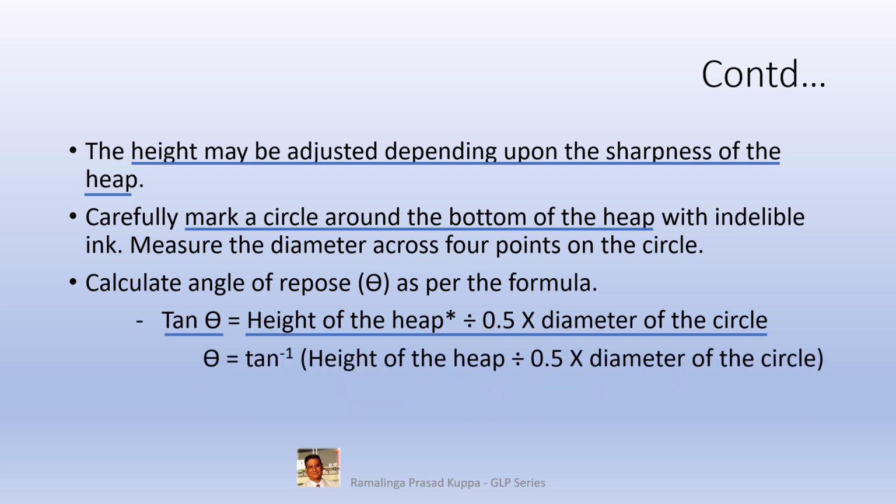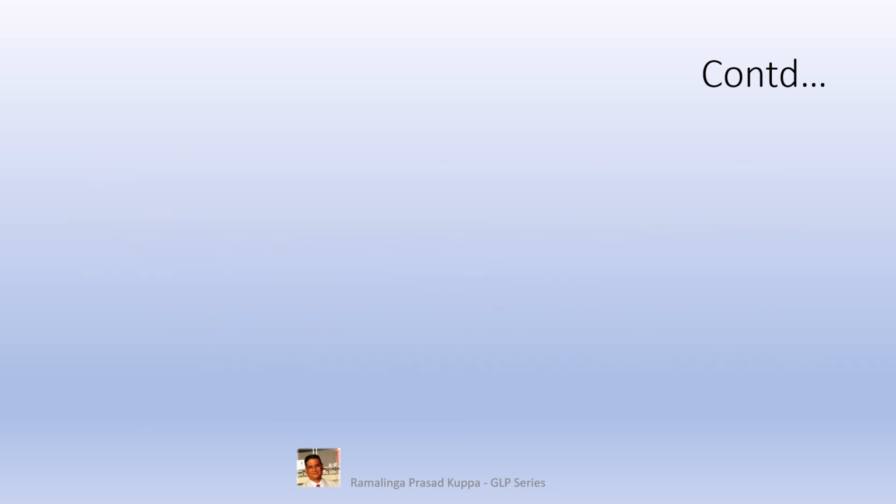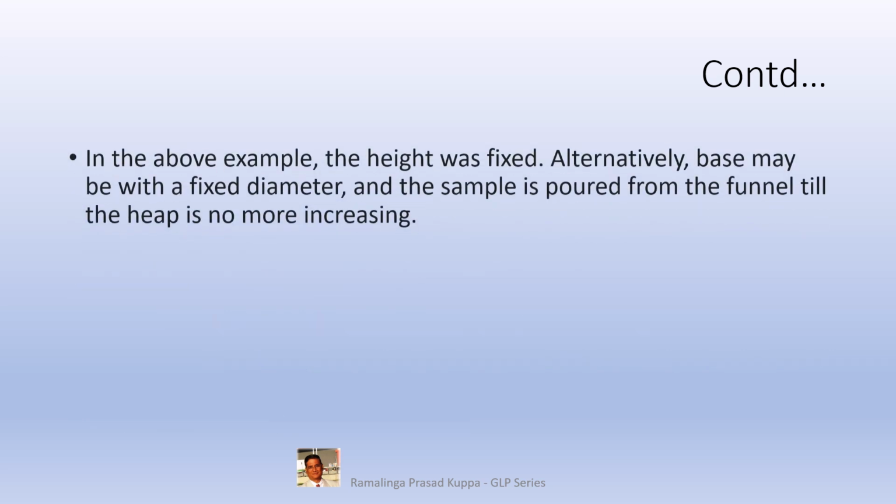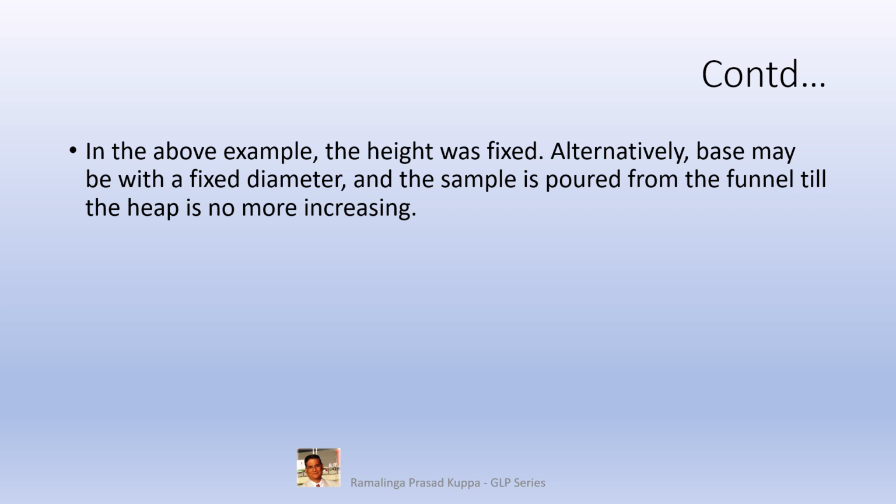So obviously theta will be tan inverse of height of the heap divided by 0.5 times of the diameter of the circle. In this, the height of the heap is a fixed height of the funnel. In the above example, the height was fixed. Alternatively, base may be with a fixed diameter and the sample is poured from the funnel till the heap is no more increasing. This is another method.